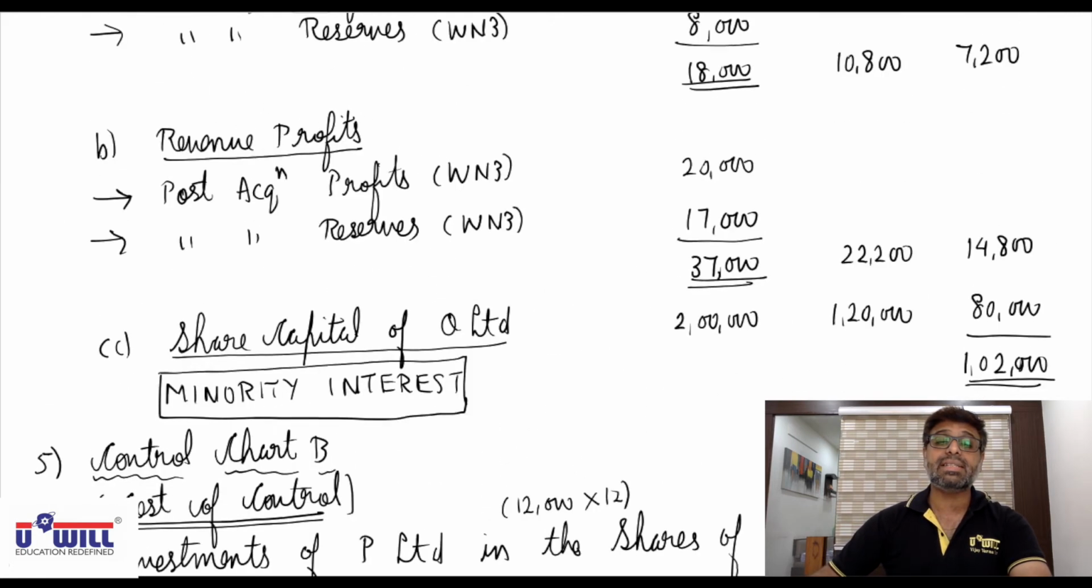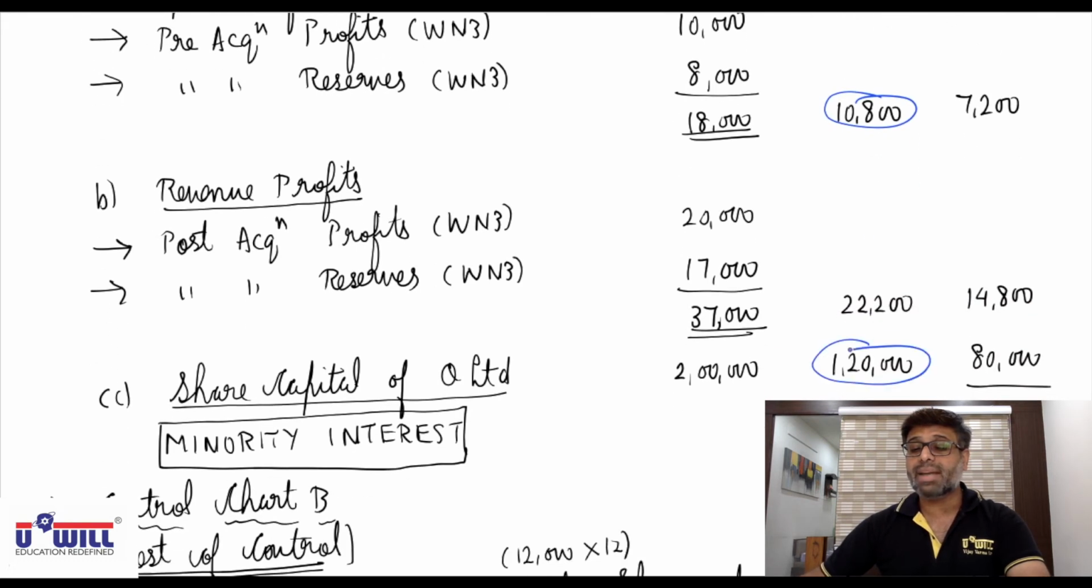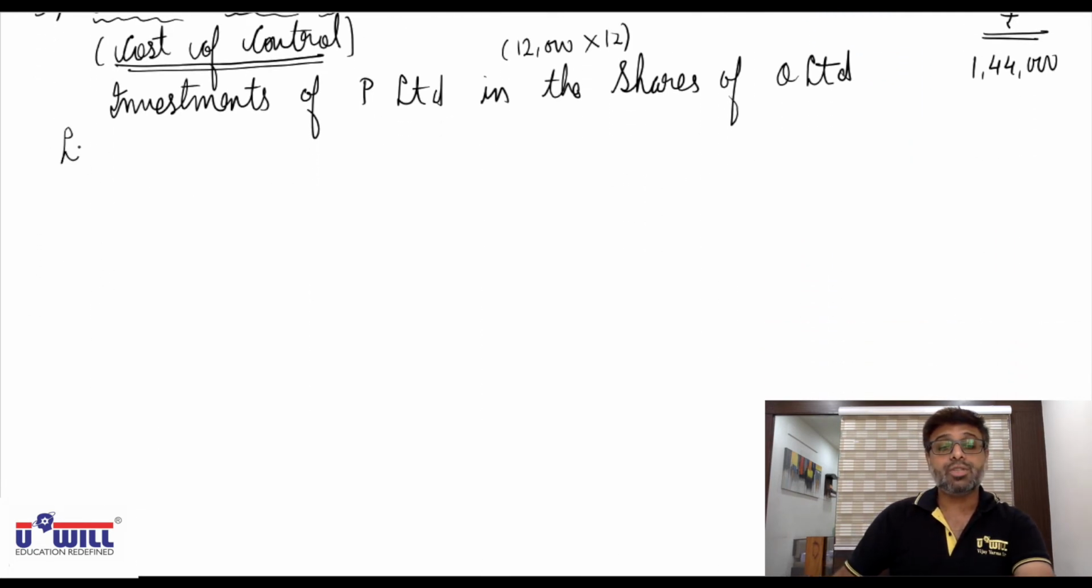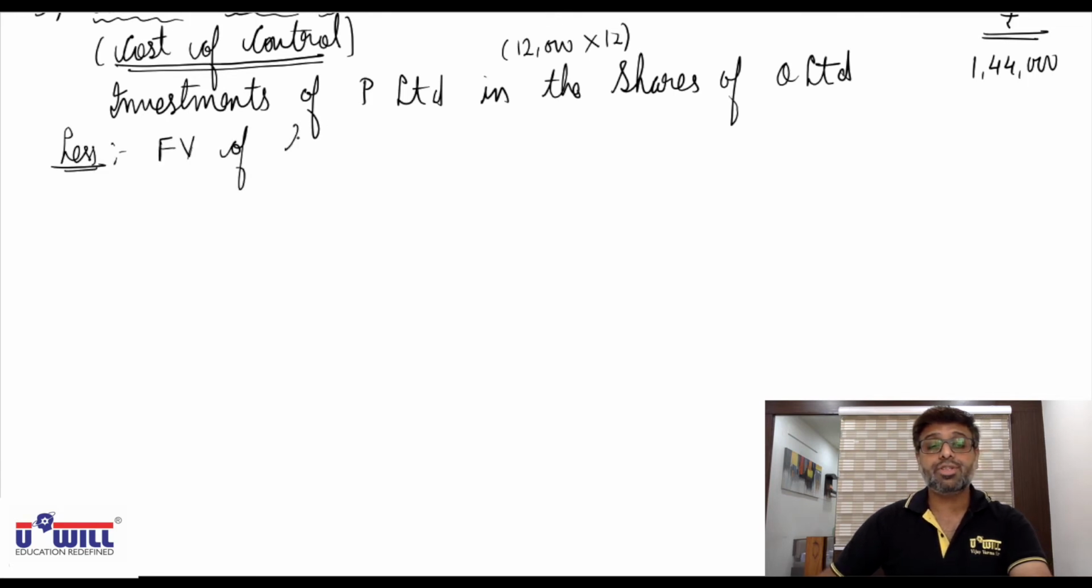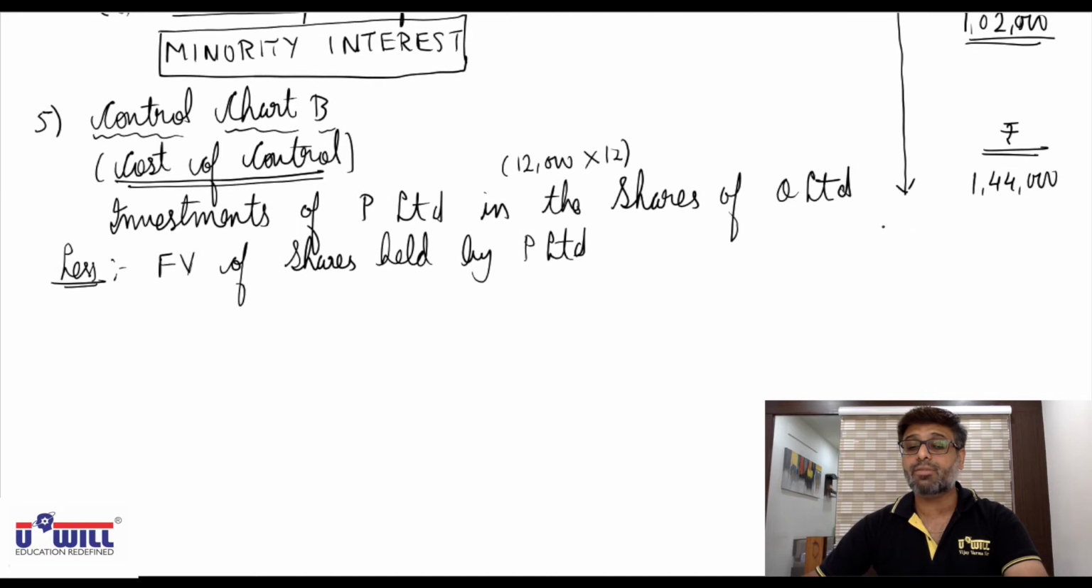What are the investments of P Limited in the shares of Q Limited? 1,44,000. Now what did we discuss? From control chart A, first amount and third amount of holding company we will minus in the next working, and middle amount we will add in P&L account in consolidated balance sheet. Okay, so this first and third amount we have to minus here in control chart B, 10,800 and 1,20,000. So you will minus face value of shares held by P Limited. What are the face value of shares held by P Limited? This 1,20,000 we have to minus it here.